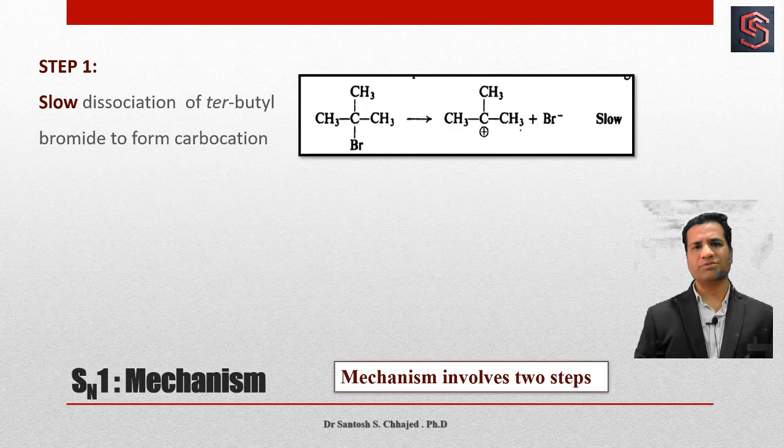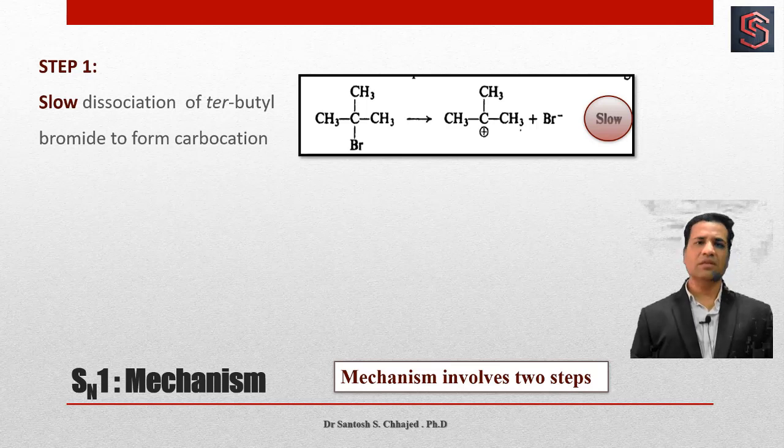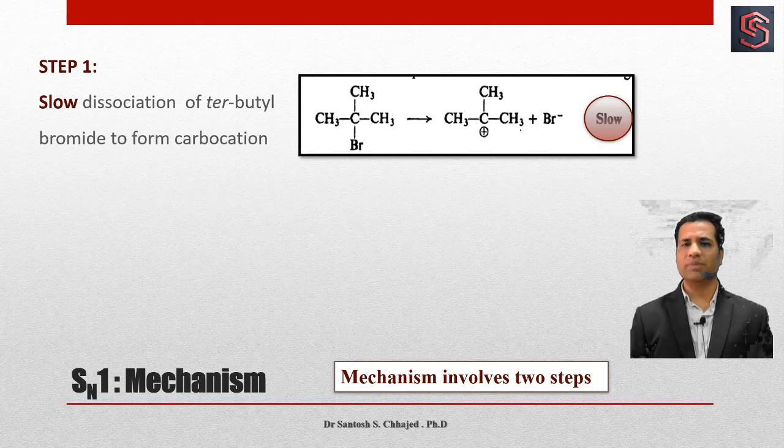Slow dissociation of the C-Br bond occurs, and that's why I am highlighting this, because any step which is slow is the rate determining step. This step will determine the rate of the overall reaction, and you can see that the rate determining step does not involve OH minus ion, and that's why the rate of SN1 reaction depends upon the concentration of tertiary butyl bromide only and not upon the concentration of hydroxide ion present.